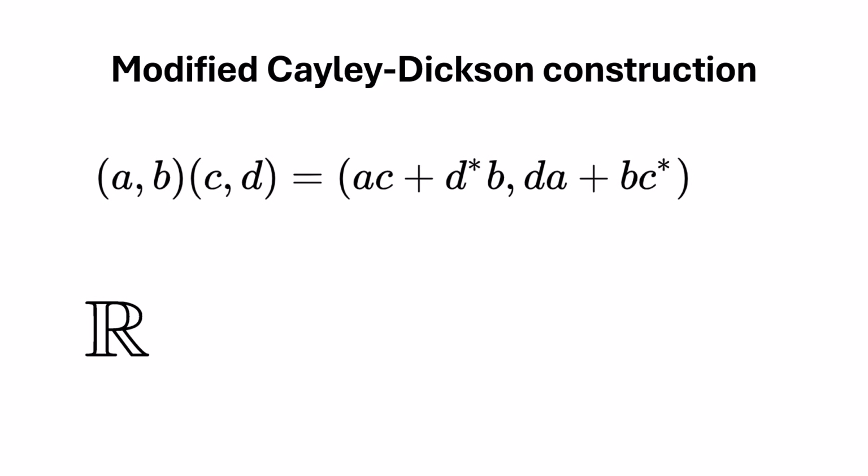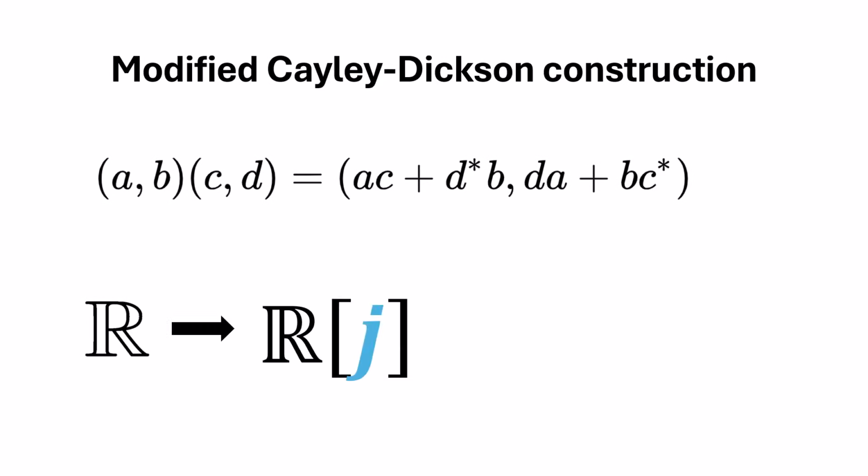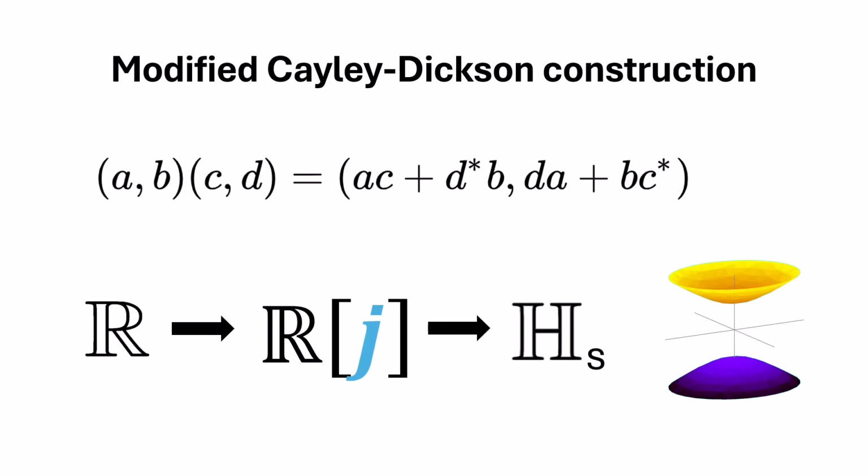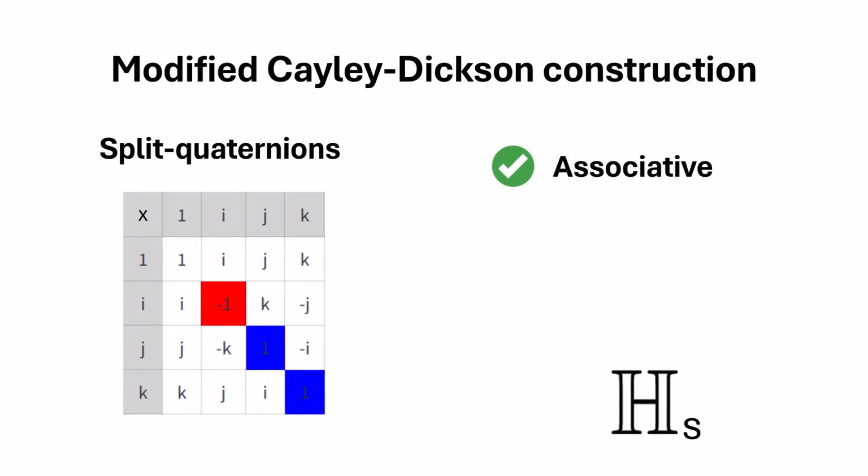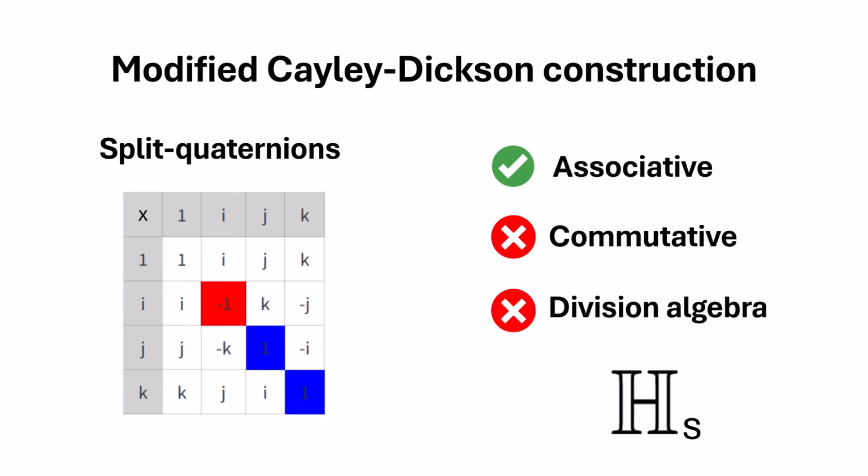Applying this process to real numbers, we get split complexes. Applying it again, we arrive at the split quaternions. They are associative but not commutative, just like quaternions. Since they have hyperbolic units, they have zero divisors and do not form a division algebra.